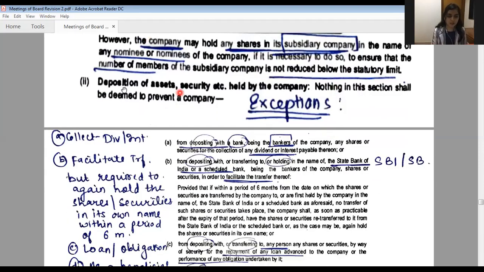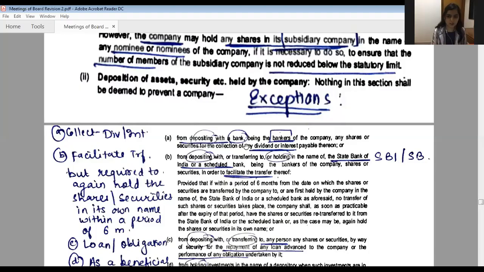Second is deposition of asset securities held by the company. That is, this point is an exception to section 187.